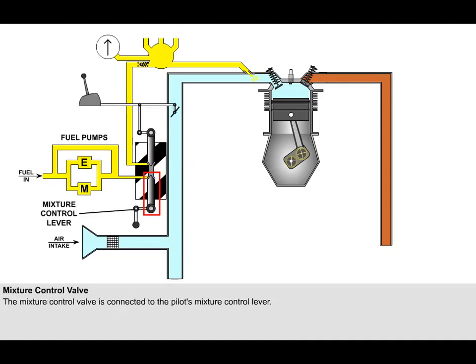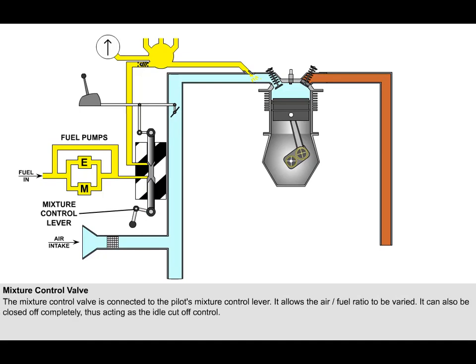The mixture control valve is connected to the pilot's mixture control lever. By moving the mixture control lever and thus repositioning the mixture control valve, the air-fuel ratio can be varied from the basic setting of the fuel metering valve as required by operating conditions. The mixture control valve can also be closed off completely, stopping the engine and acting as the idle cut-off control.